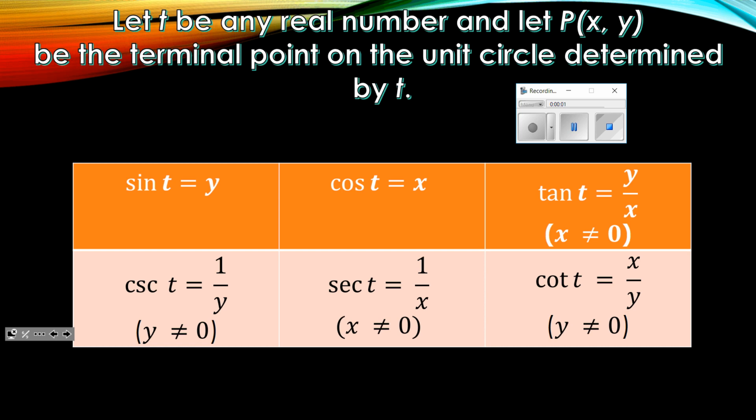If you are joining us on the video, we are picking up on Objective 11, and this is part 2. We are now going to find trig functions for terminal points on the unit circle.